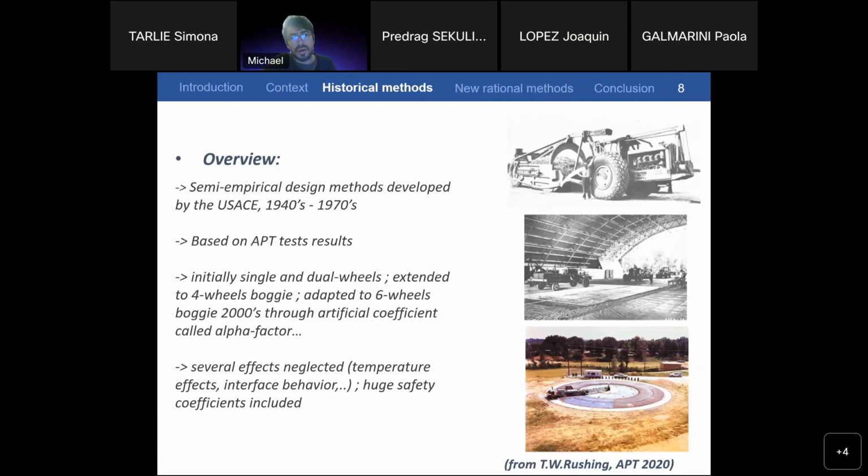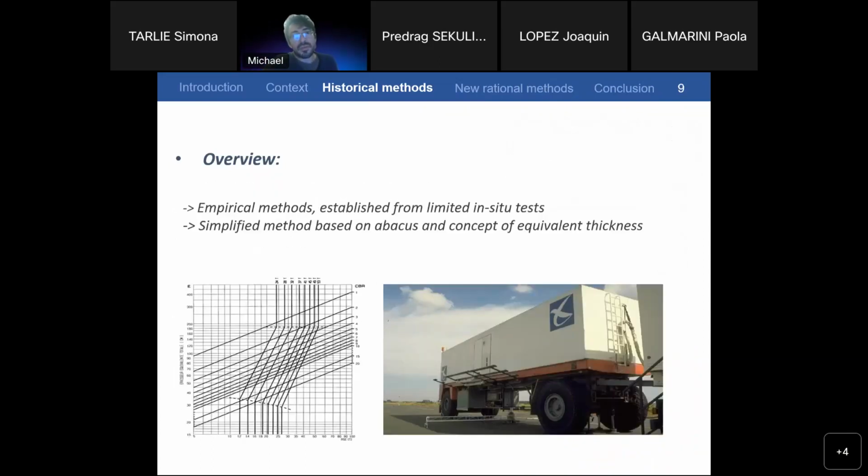Those methods have several effects neglected, like the temperature effect and the interface behavior, and they then include huge safety coefficients. So these are simplified methods. We use abacus and also the concept of equivalent thickness. So for those who don't know those historical methods, you have a coefficient for all materials, which means that the thickness of this material equals roughly the thickness of another material. So it's an approximate method.